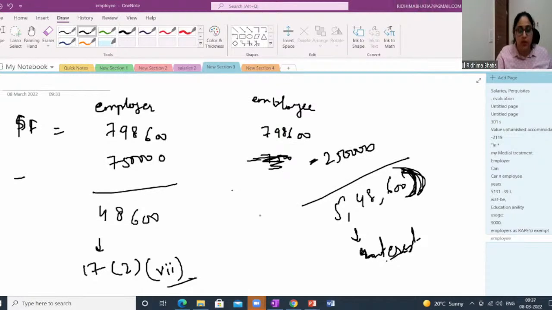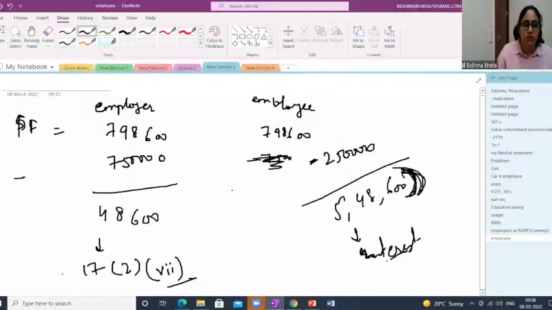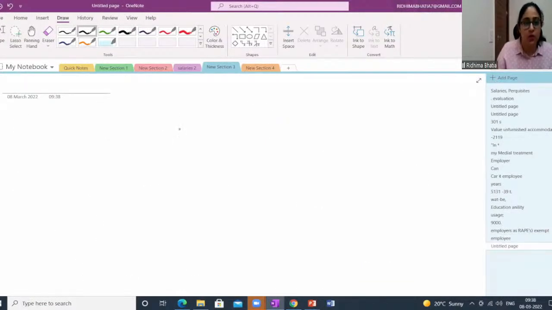Correct? Okay. Now we come to another part which we studied in the PPT today, and annual accretion thereon would also be taxable as perquisite. So employer contribution in aggregate to any RPF, NPS scheme, approved superannuation fund in excess of 7,50,000 is a taxable perquisite, which we just understood. Now what does annual accretion thereon mean?